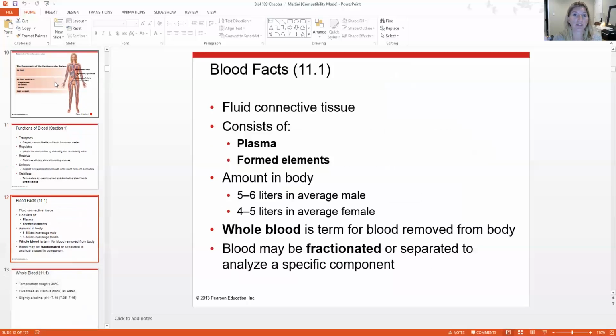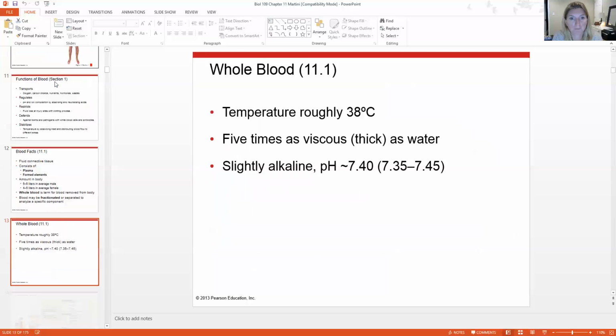Let's talk about our blood composition. It's called a fluid connective tissue. We learned that way back in Chapter 3. It consists of the plasma, which is the fluid or liquid portion, and then the formed elements, which are the cells. On average, it's about 5 liters of blood in your body, a little bit more for males, a little bit less for females, and whole blood is the term for the blood that's removed from the body, but plasma can then be fractionated or separated for its platelets or plasma, etc.